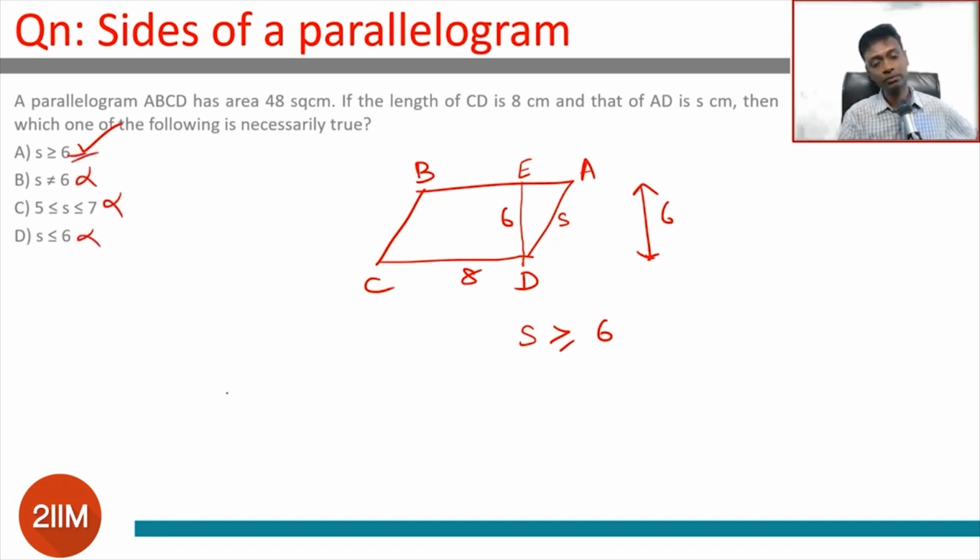This is it. Length into height is area, breadth into height is the area, base into corresponding height is area. The height is 6. That means the side should be at least 6. If this were a rectangle, S would be 6. Otherwise, it would be greater than 6.